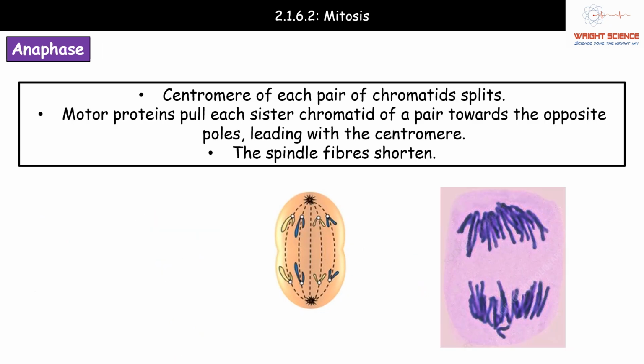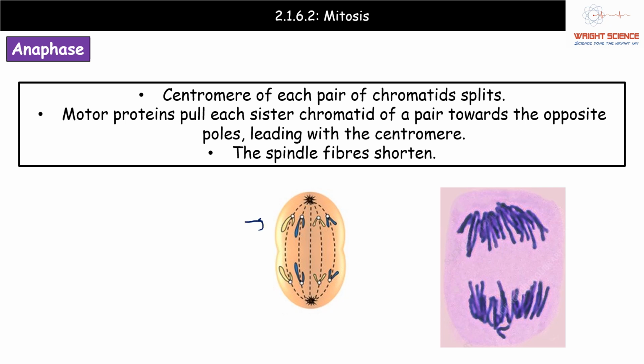The third stage then is anaphase. Now in anaphase, we're going to see the splitting of those chromosomes. So what happens is the centromere, which is attached onto those spindle fibres, is then going to be split, and motor proteins then pull those sister chromatids towards the opposite poles. And it does lead with that centromere. So it's kind of like if you've got the centromere, imagine that's the bit that's attached to the motor protein, and the rest of that chromatid is just being dragged along behind it like little tails, and you can see it in the diagram there.